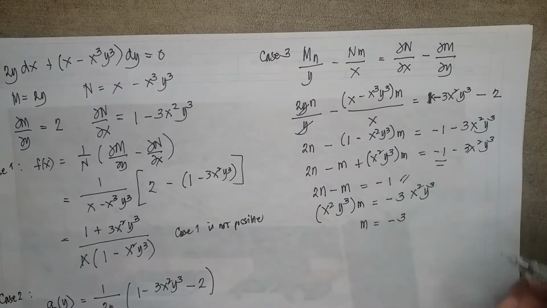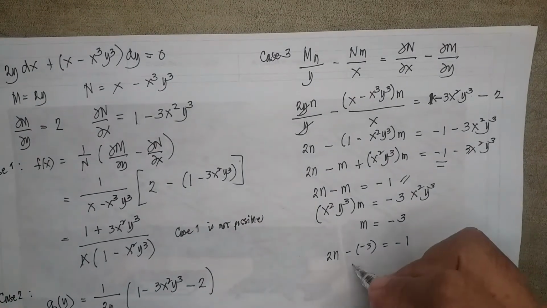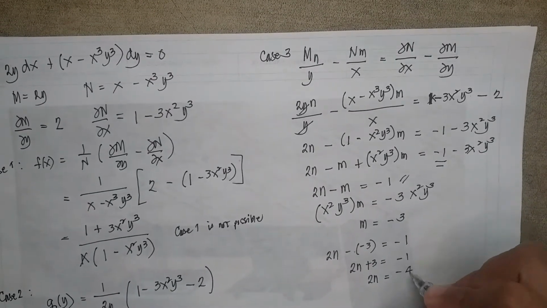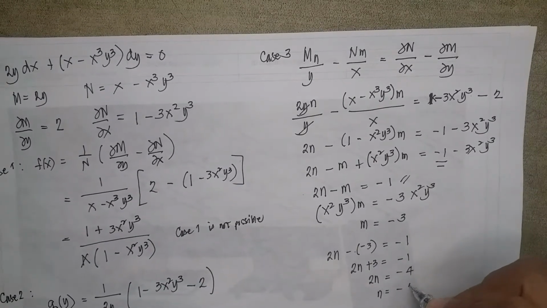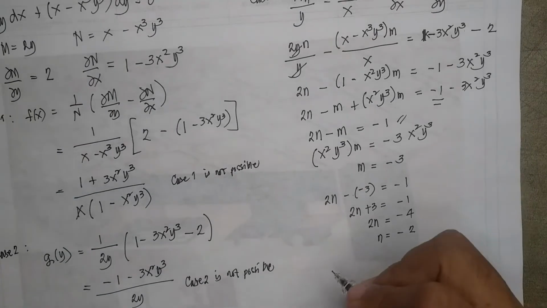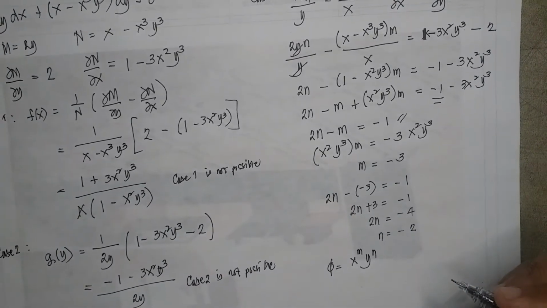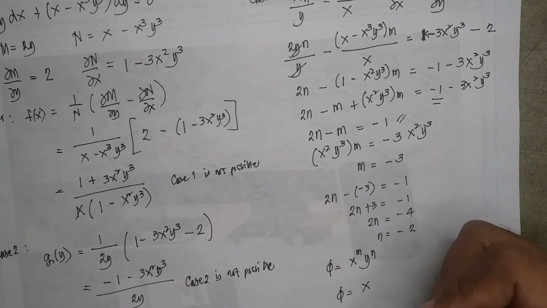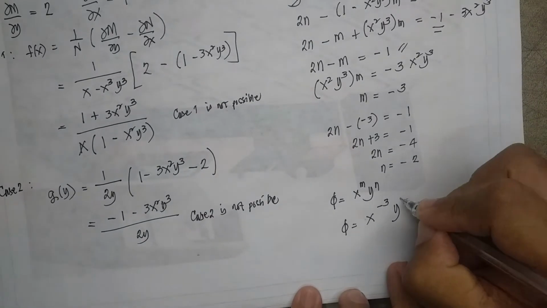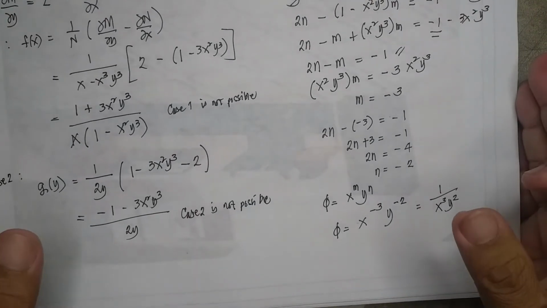Substituting this value of n in this equation, we have 2m minus negative 3 is equal to negative 1, or we have 2m plus 3 is equal to negative 1, or 2m is equal to negative 4, and m is equal to negative 2. So under case number 3, what is the integrating factor? Your integrating factor under case number 3 is phi is equal to x raised to m, y raised to n. In this case, phi is equal to x raised to m, but what is m? Negative 2, y raised to n, negative 3. Or this is simply 1 over x squared y cubed. This is now the value of your integrating factor phi.